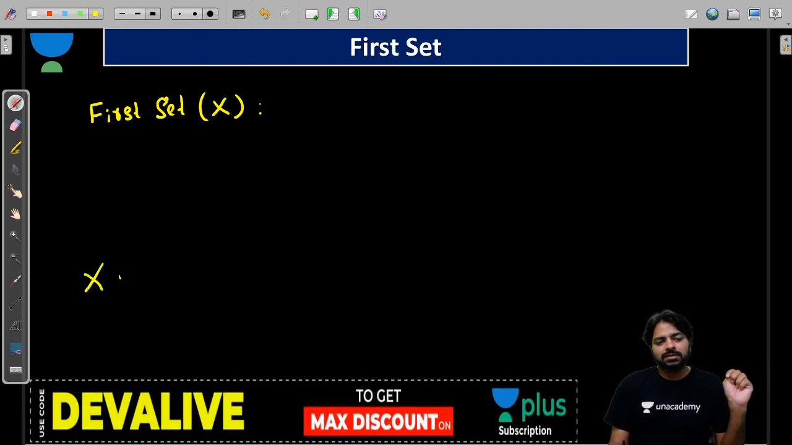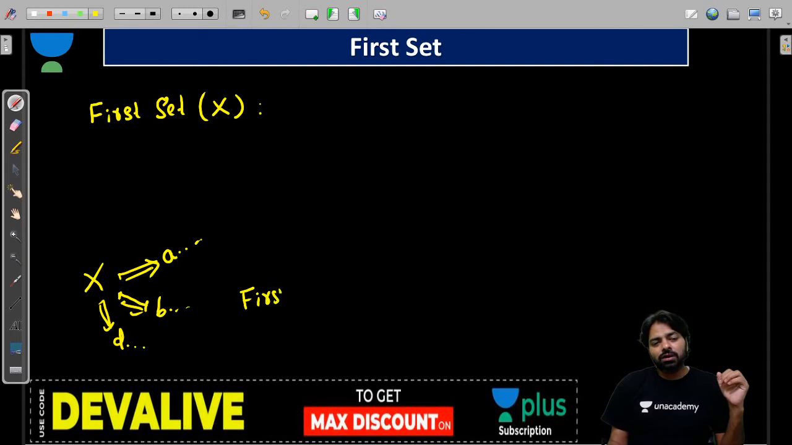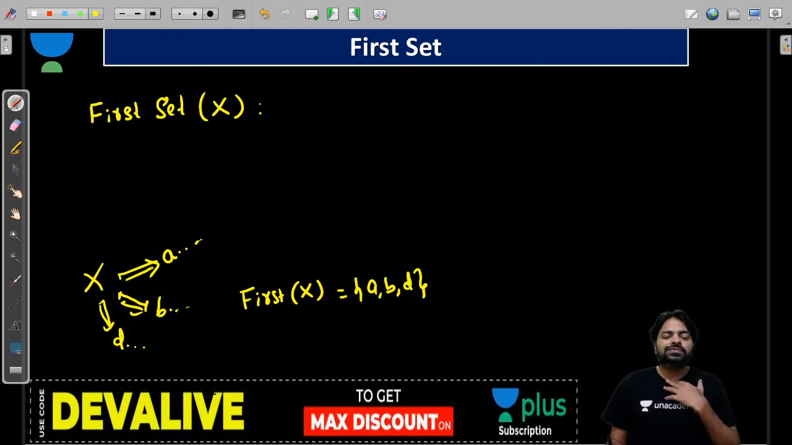Suppose X derives, X only, I am talking about a non-terminal, I am not talking about a start symbol. X derives, let's say, a followed by something, b followed by something, d followed by something. Then you can say that the first of X is equal to a, b, d. Then what is the meaning of this first set?